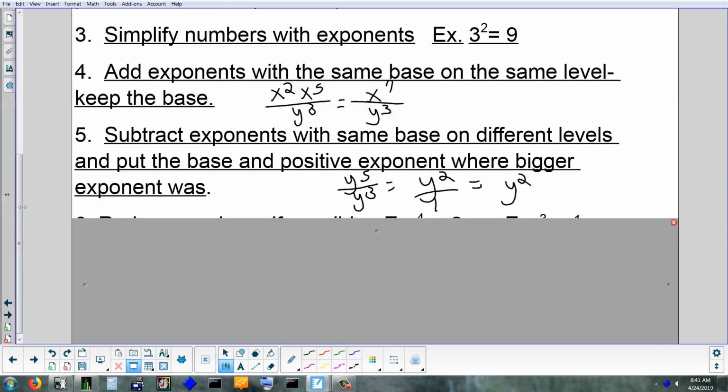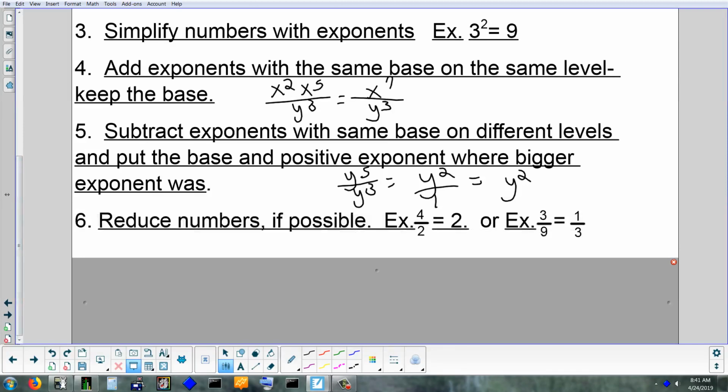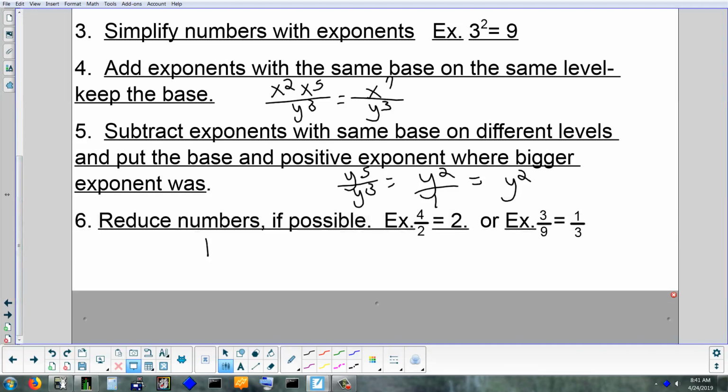Okay? Last step, reduce numbers if possible. So if I still have whole numbers left, like a 4x to the second y over 2z, I can reduce that and end up being 2x to the second y over, we can put 1z or we can just put z. I reduce that by 2, right? 2 goes into both, or we can look at it as 4 divided by 2 is 2. Just going to make sure.